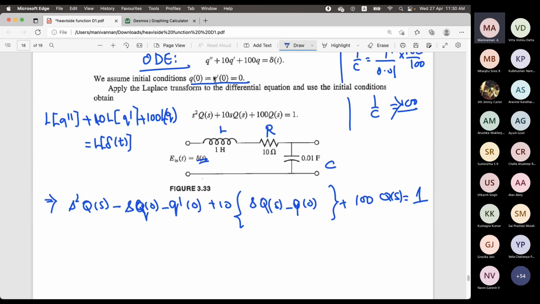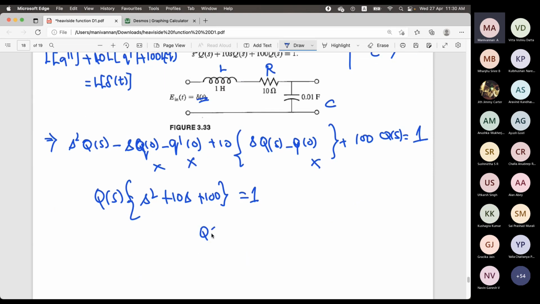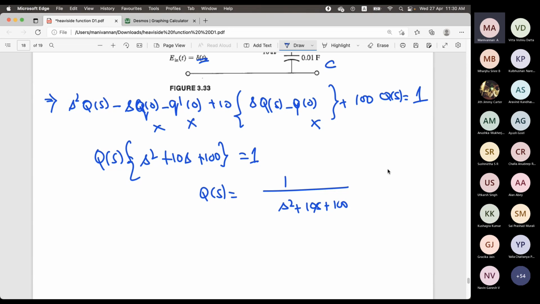Now solve this problem. Since these two are 0, this vanishes and this vanishes. So just collecting the Q of s, s square plus 10 times s plus 100 times equals 1. So Q of s will be 1 upon s square plus 10s plus 100. Can we write it in factor form? 100 I should get, and the remaining multiplication is 10. Is there any possibility? 10 times 10 is only 100, right? So no possibility. Maybe we have complex roots here, right?